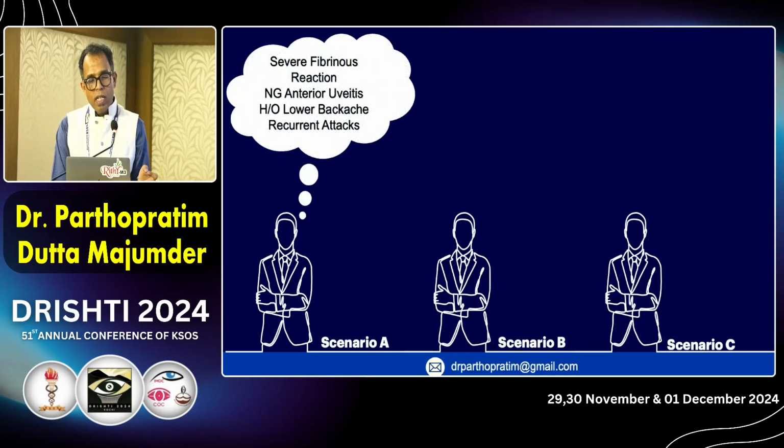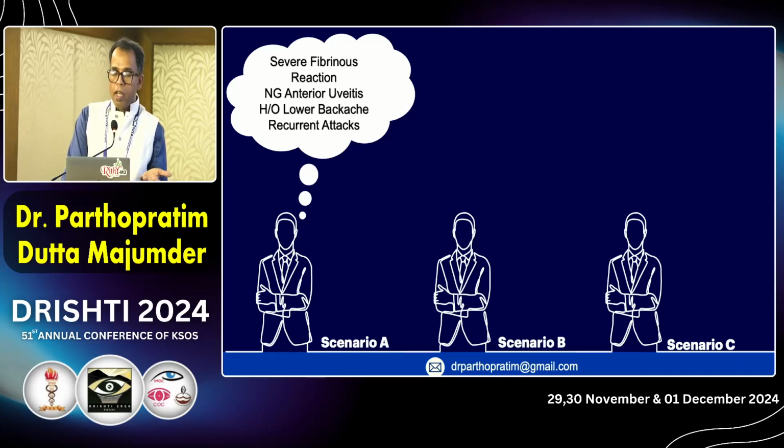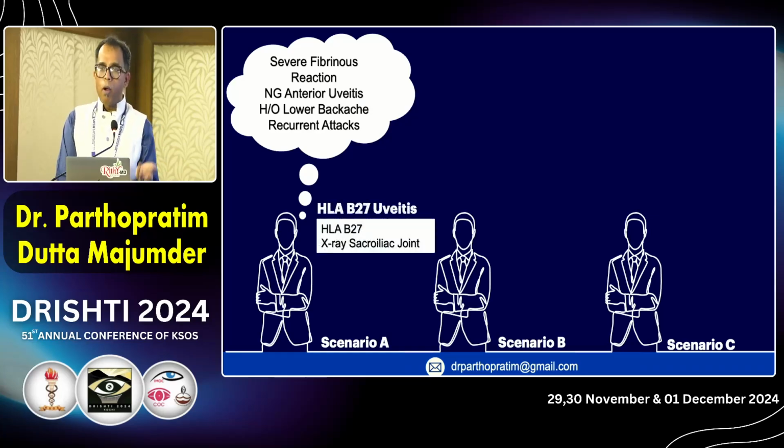In scenario A, we assume that a patient of hypopyon has a severe fibrinous reaction, non-granulomatous anterior uveitis. The patient also gives us a history of lower backache and complains of recurrent attacks. So what can be the possibility? Probably we are dealing with HLA-B27 from the history and the clinical phenotype, and we'll order HLA-B27 and an X-ray of the sacroiliac joints. These are the two.